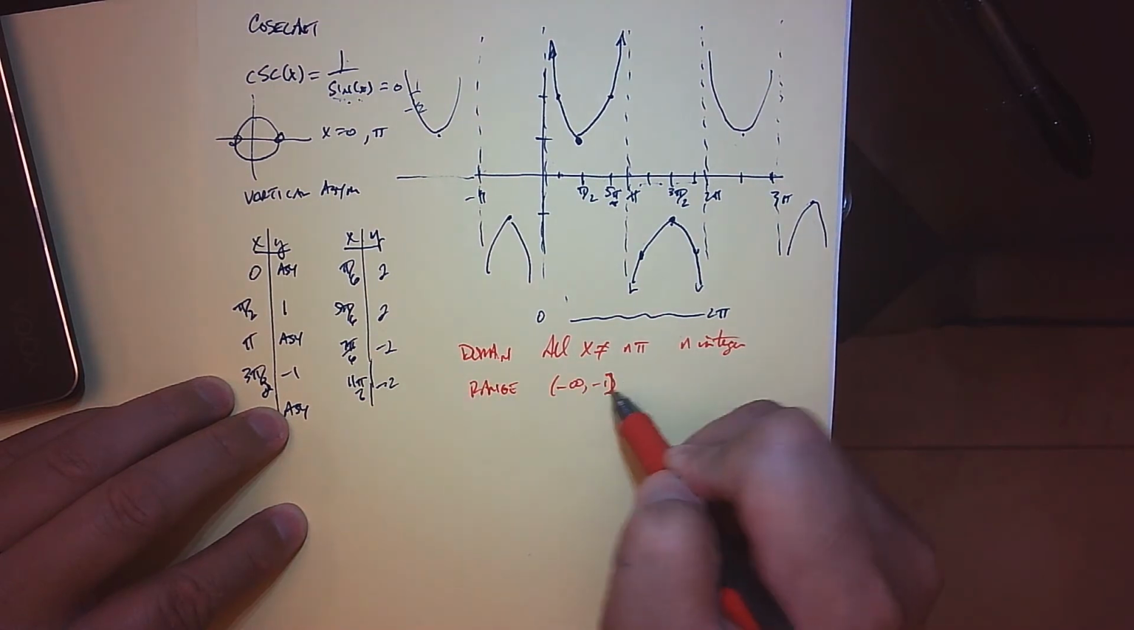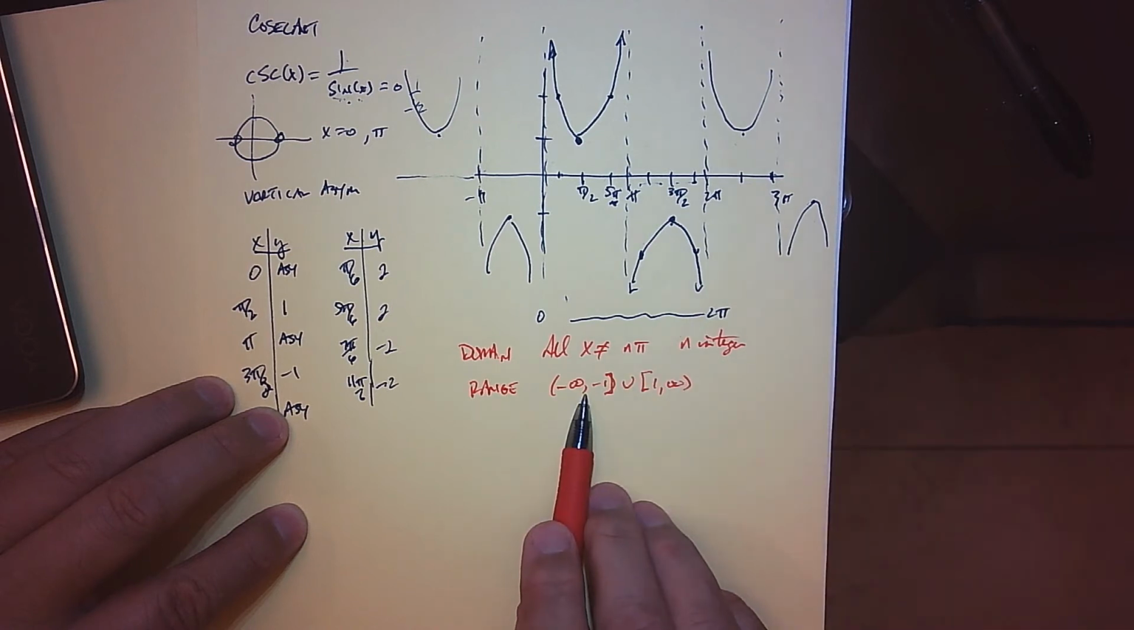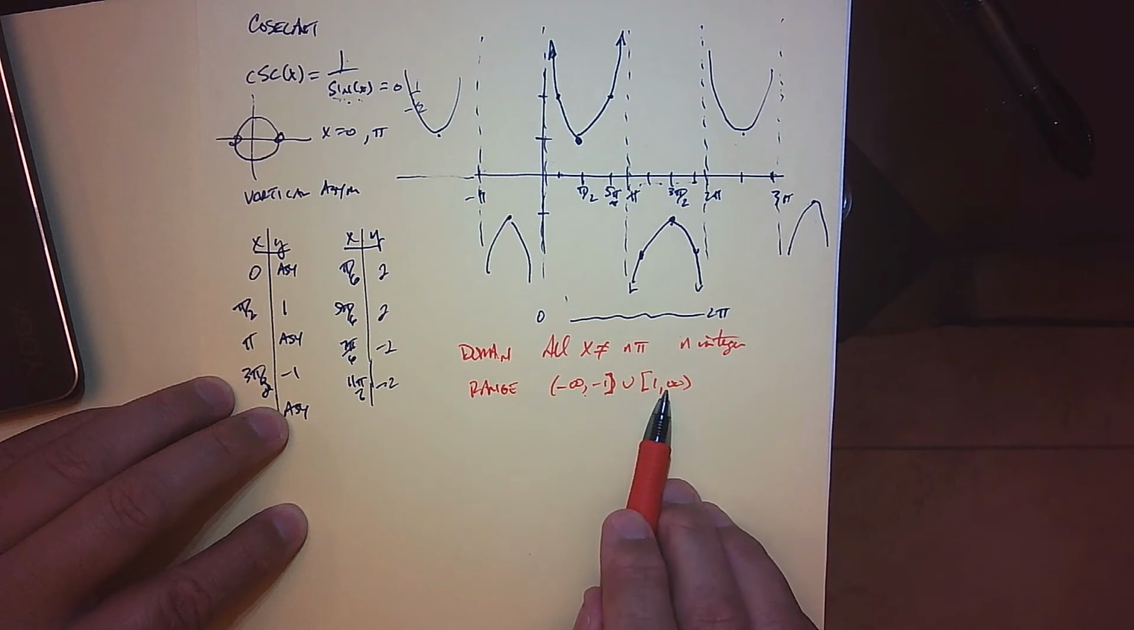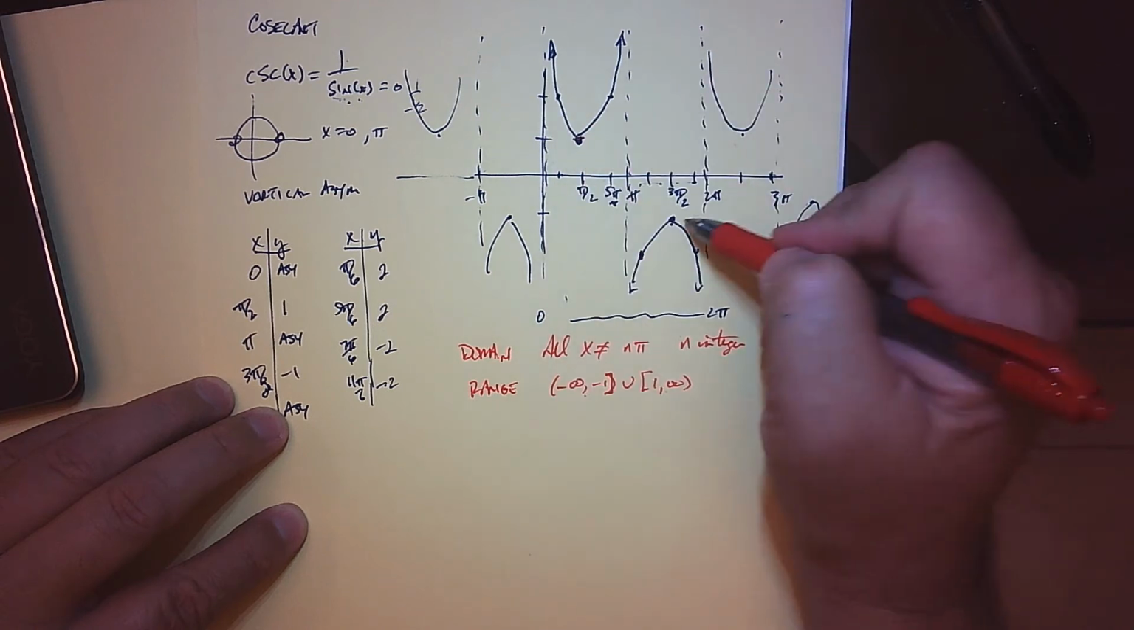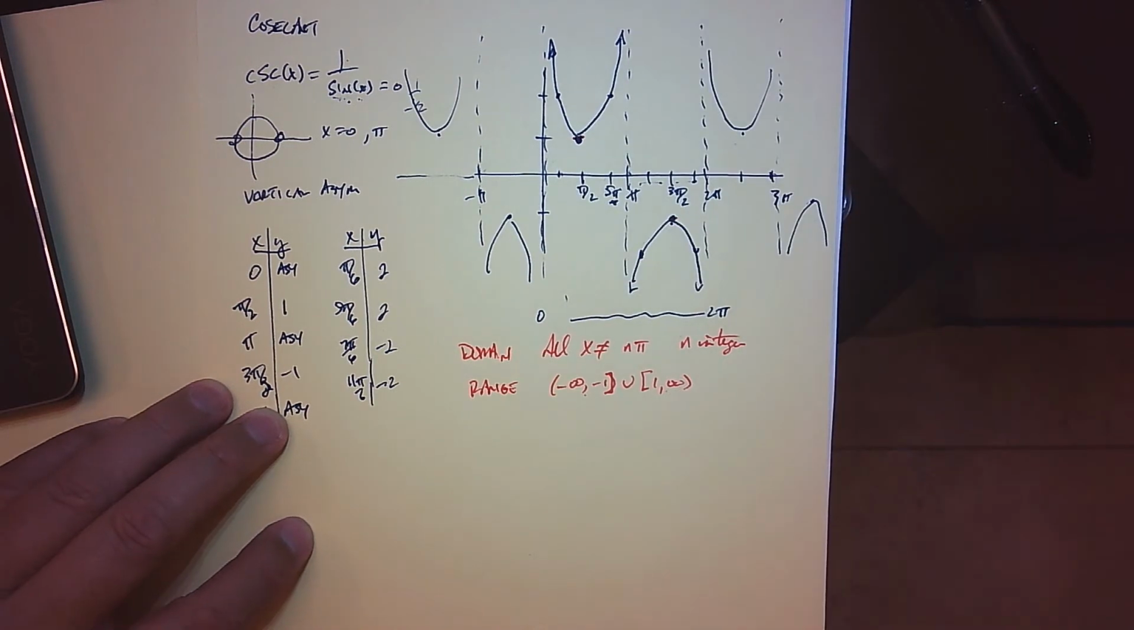The range, again, is something we saw before, but now we can visually see it. The range is anything below -1 and including it, anything above 1 including it. So at a low point we're at 1, at a high point we're at -1, and then everything below and everything above it respectively. Right?